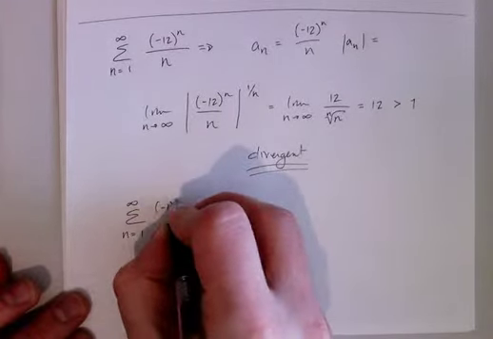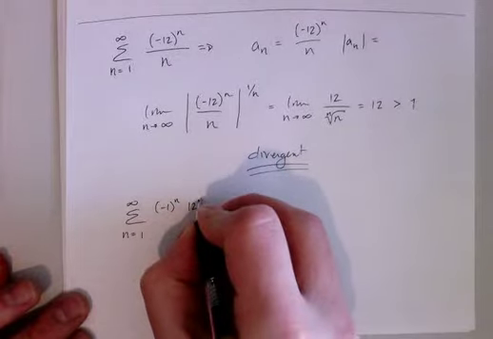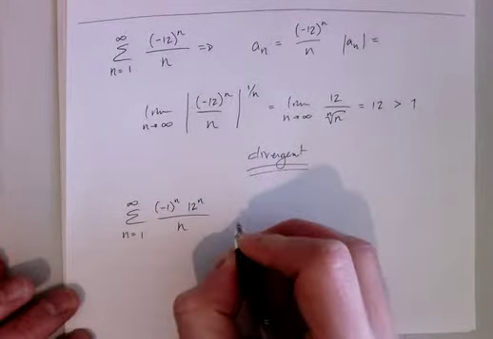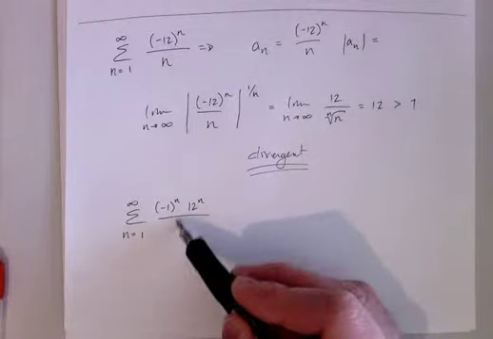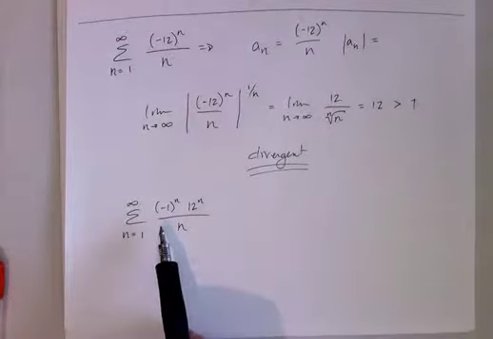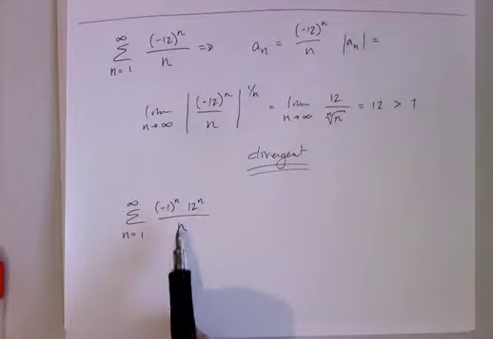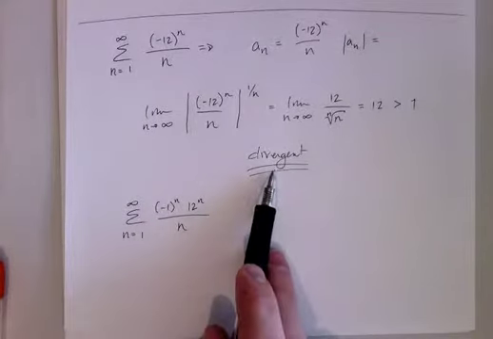That's -1, which is the oscillating part of it, and then 12 to the n is just the numerical part of it, and therefore the absolute value of a sub n is just this portion right here. But that's an exponential in the numerator and a linear in the denominator. We should have expected it to be divergent.